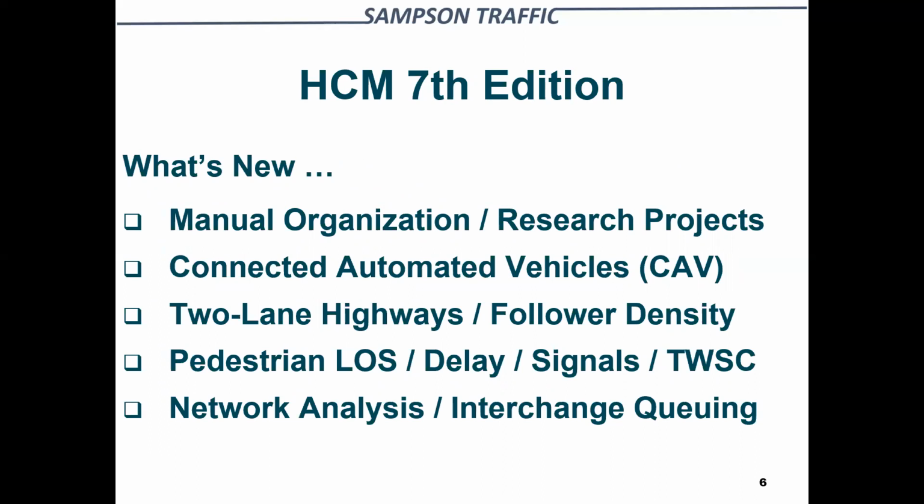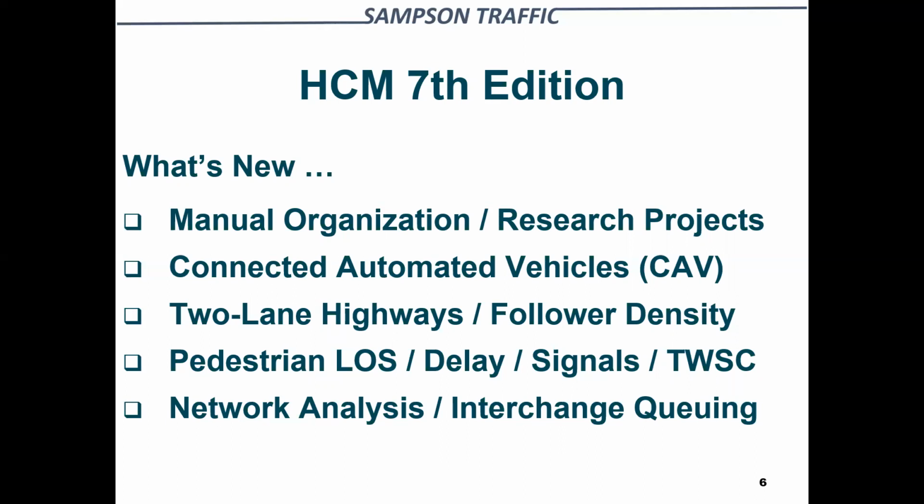And again, these are the big points: connected automated vehicles in most applications as a function of their penetration rate. Two-lane highways completely redone, looking much more closely at geometric conditions, which makes sense. And now the level of service measure is follower density instead of average travel speed and percent time spent following. Pedestrian level of service and delay: you can now look at different crossing treatments to model those explicitly.